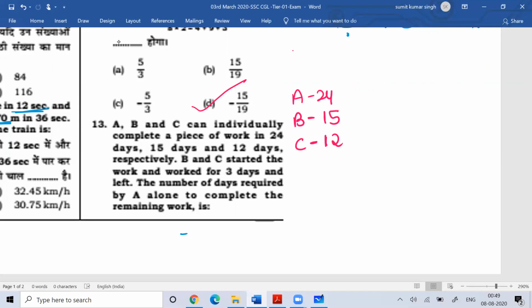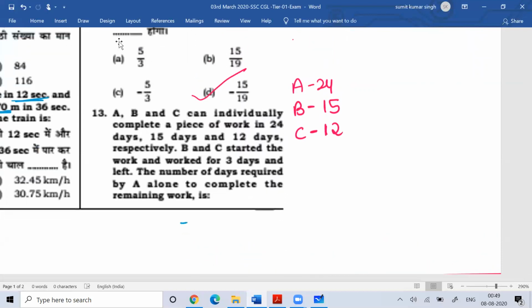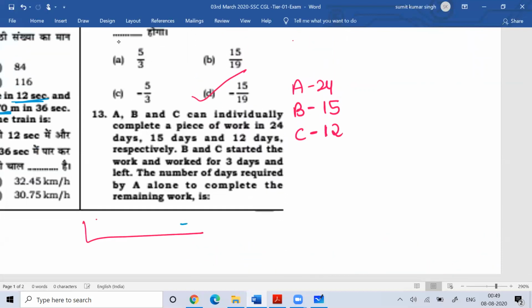So let the total work be... for the total work, you need the LCM. So for that, you will find the LCM of 24, 15, and 12. So this would be 3, so this is 8, 5, and 4. Then this will go by 4.